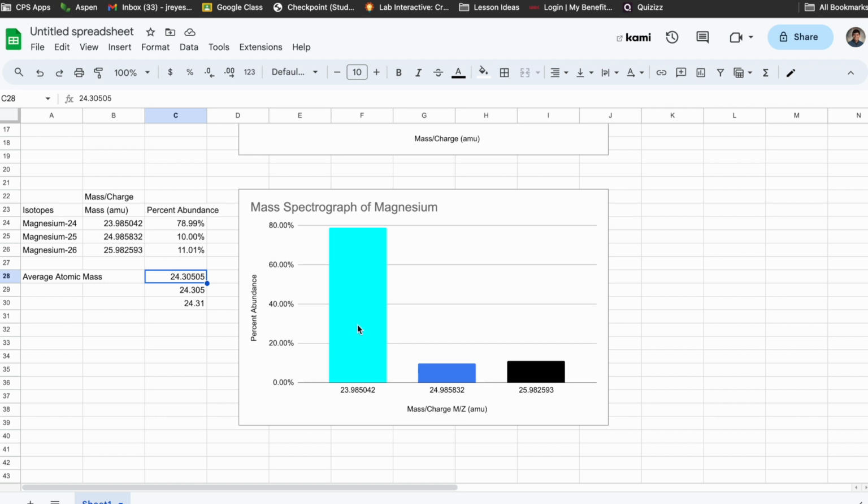We have 23.98. They're not all magnesium 24, so that means magnesium 25 and magnesium 26 also make a contribution. They make the average go up a little bit higher, but not by much, because we can see this one's only 10%, this one's only slightly higher at just above 11% contribution, but this one's close to 80% contribution, so it's going to be closest to this thing. So it'll just be slightly higher than 24 when I average them all together and I include their percent abundances.